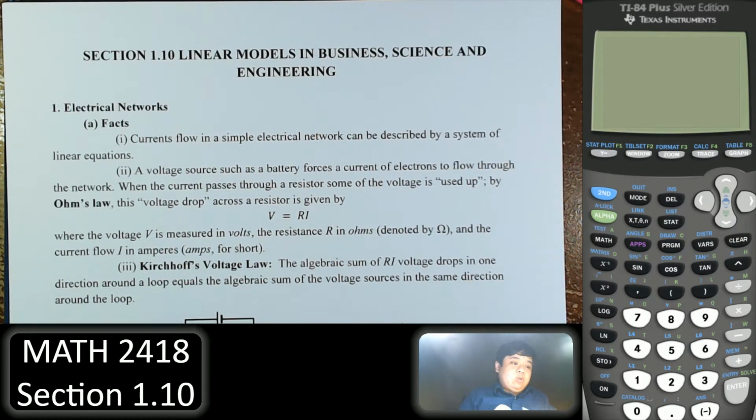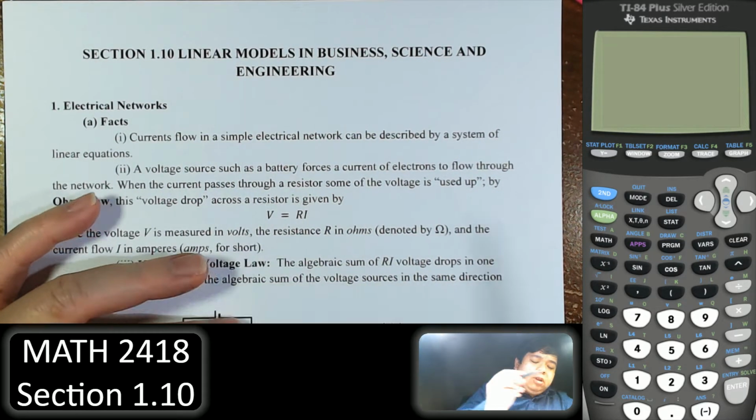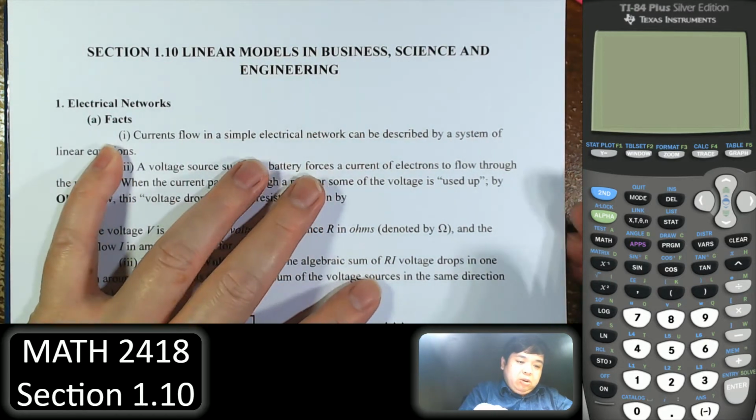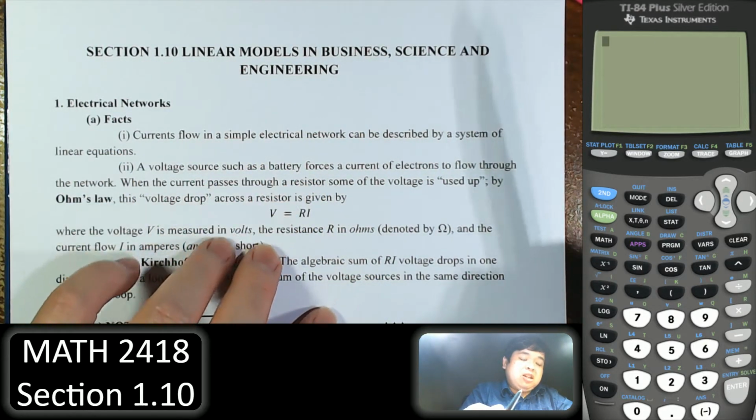Actually, we don't only have a few applications in this section. The first one is about electrical networks. So first, current flow in a simple electrical network can be described by a system of linear equations.